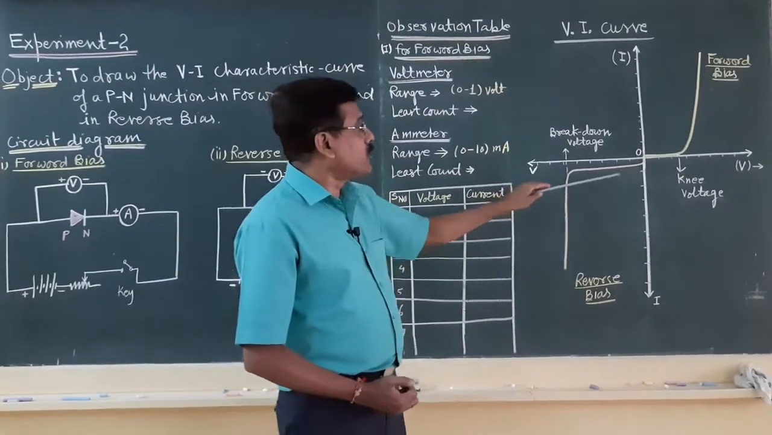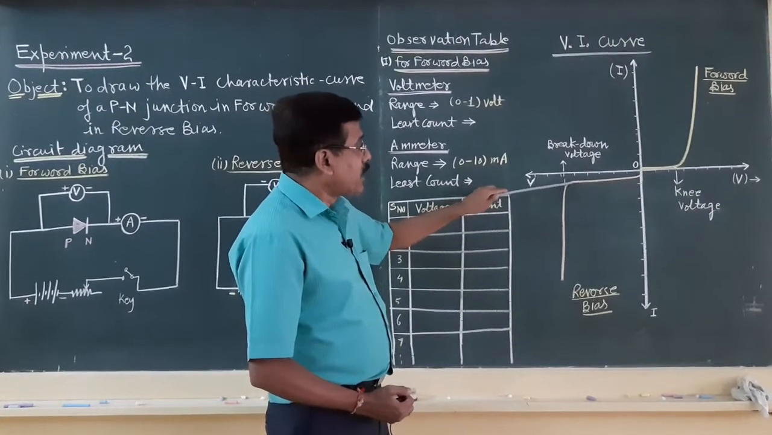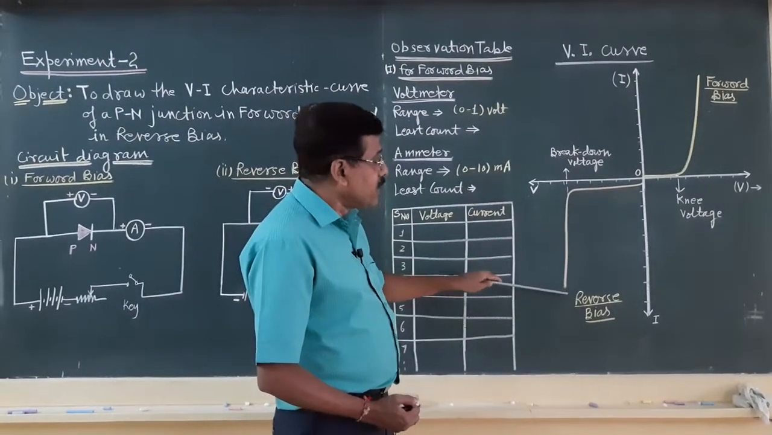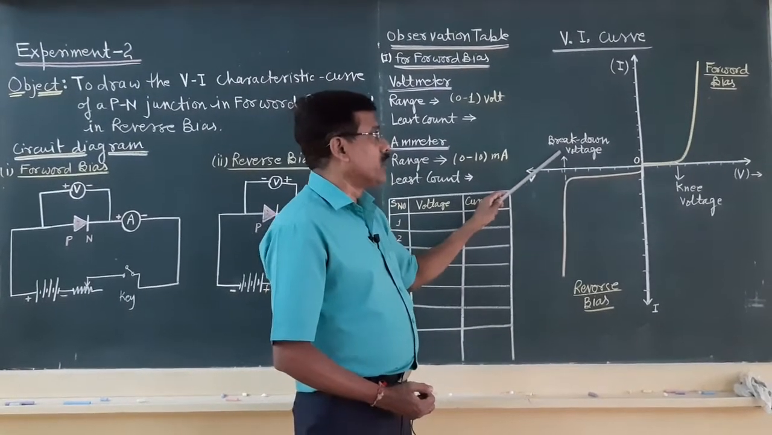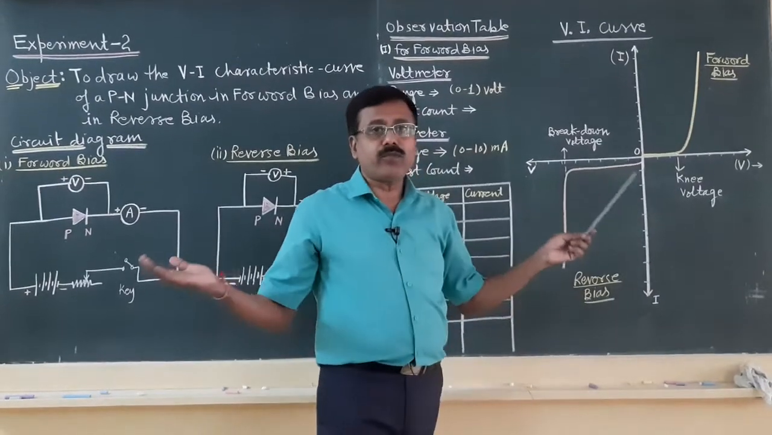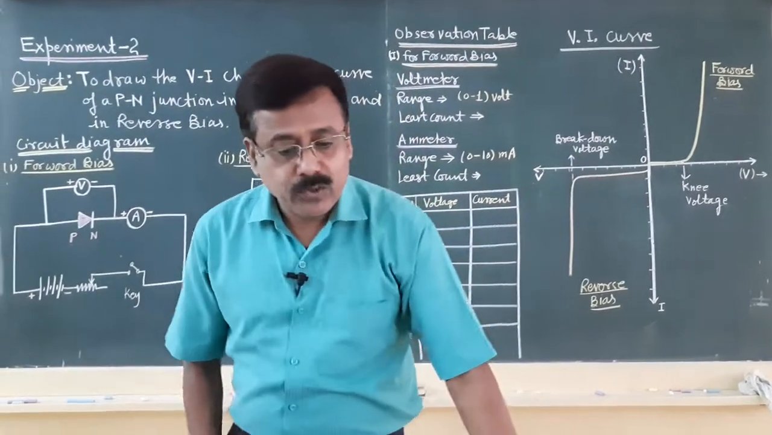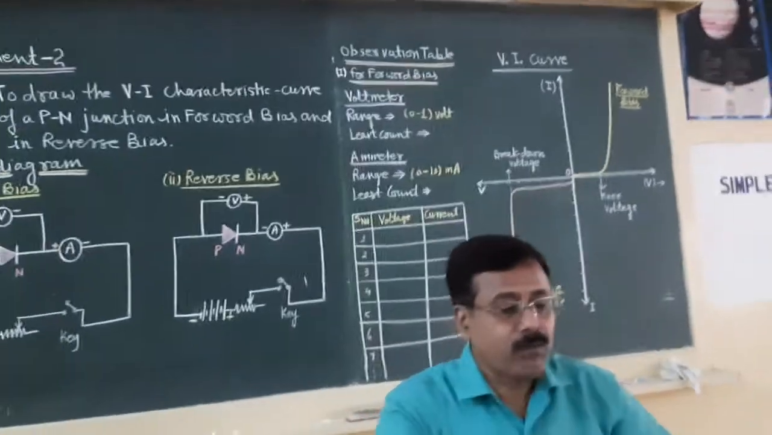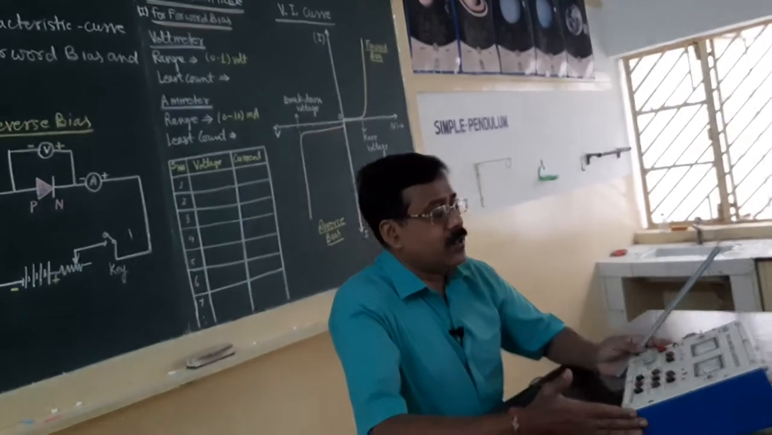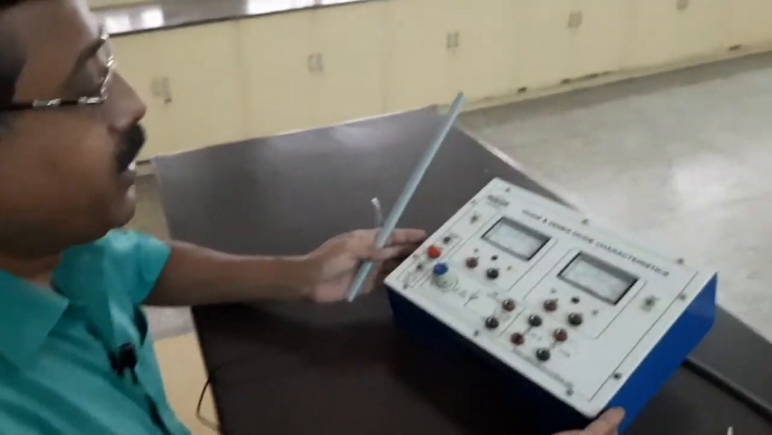Similarly, in reverse bias, the current will be almost constant up to a particular voltage. After that the current starts increasing suddenly, abruptly. That particular voltage is called the breakdown voltage. So the breakdown voltage and knee voltage you have to find from the graph. Now try to understand how to perform the experiment using the apparatus. This is the apparatus. All the components are box fitted. Through this box we can perform two experiments, one for the PN junction diode and the second for the Zener diode, but today we will perform only the PN junction diode.